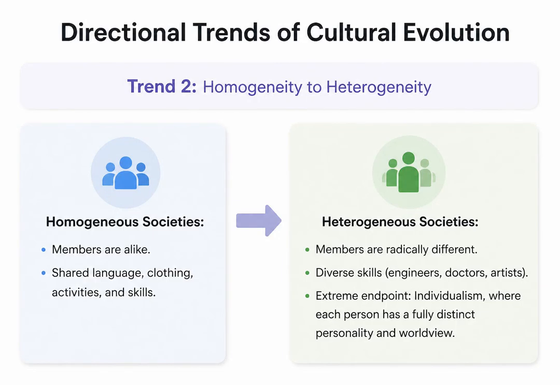The second trend is from homogeneity to heterogeneity. In early societies, everyone is homogeneous. They are alike. They speak the same language, wear similar clothes, and have the exact same skills. Everyone is a hunter or a gatherer. But evolved societies are highly heterogeneous. People have radically different skills. Some are doctors, others are engineers or artists. They speak different languages and live different lifestyles. The ultimate endpoint of this heterogeneity is modern individualism, where every single person develops a completely distinct personality and worldview.